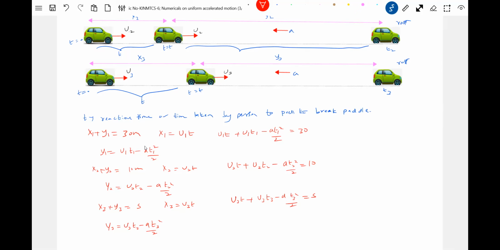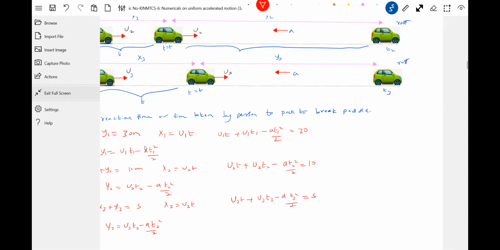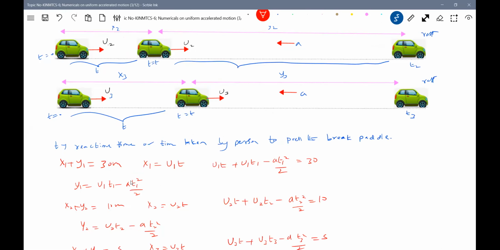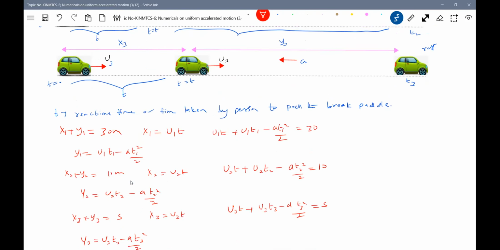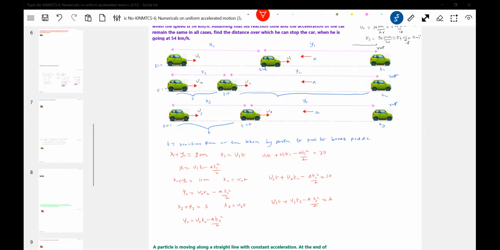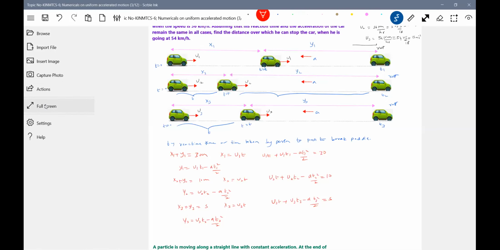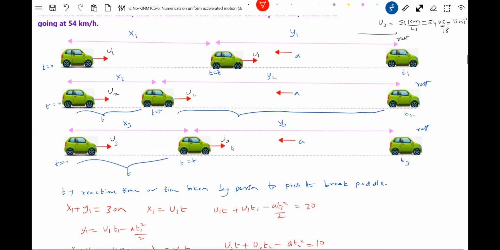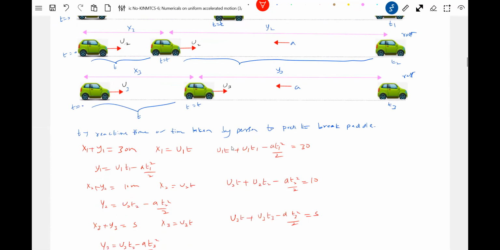Okay, so what all is needed? Do we have U1, U2, U3? Yes, we know them. What are unknown things? T1, T2, T3, and A, and S. So many unknowns are there. What to do with this equation? I think you are able to see it. What to do with all this? How to solve this equation? We have so many unknown things.